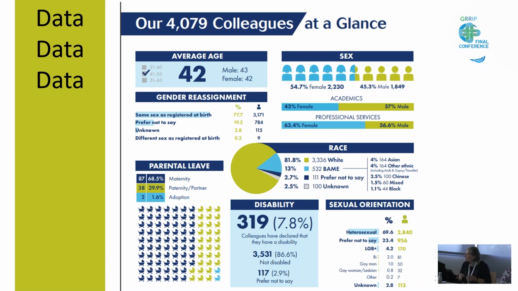So it shows everything from the average age of staff to the ratio between men and women, and how that differs also in academia. In professional services, for instance, we have more women working in Swansea than men, but among the academics, male staff are still the more dominant group. You get a picture of the diversity in terms of race, sexual orientation, how many disabled people there are, how many men take parental leave. And all of that, of course, creates a picture of who we are.